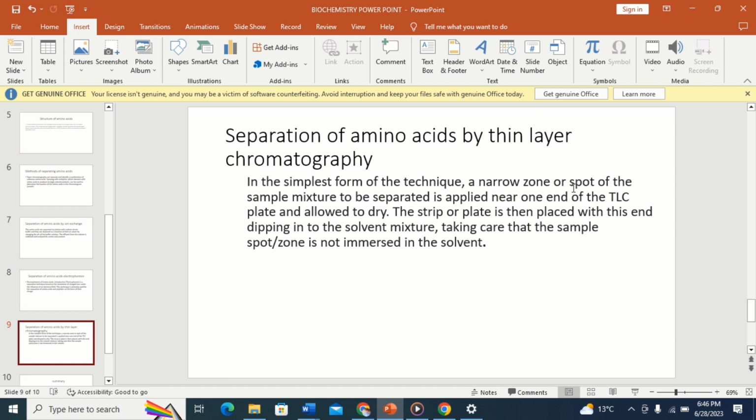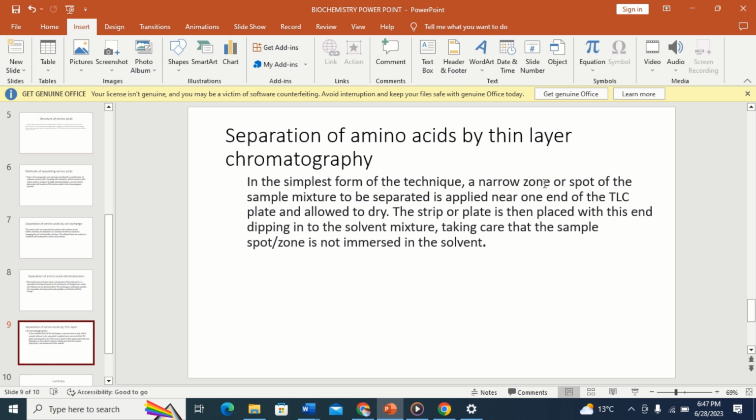It is just the simplest technique, because you simply create a zone on the spot of the sample mixture. The reason why we are separating these amino acids is that at times they can be found mixed with other amino acids. So when you find that, you just apply it to the end of that chromatography paper, just a thin layer. Then the strip or the plate is placed with this end dipping into the solvent mixture, taking care that the sample spot is not immersed.